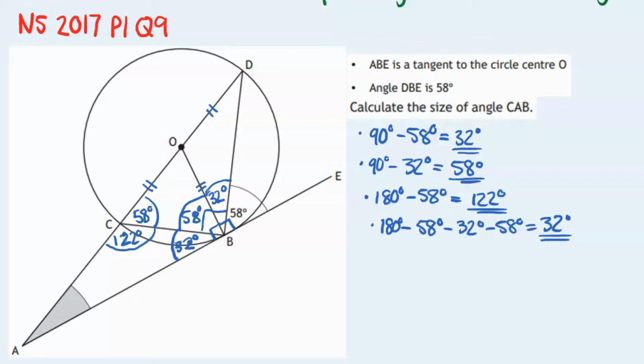There we go. Now what we have here is another triangle ABC, and we have one missing angle here. So we can use the fact that all angles in a triangle add up to 180. Okay, so it'll be 180, take away 122 degrees, take away 32 degrees. So that'll give us the missing angle of 26 degrees as the final answer.